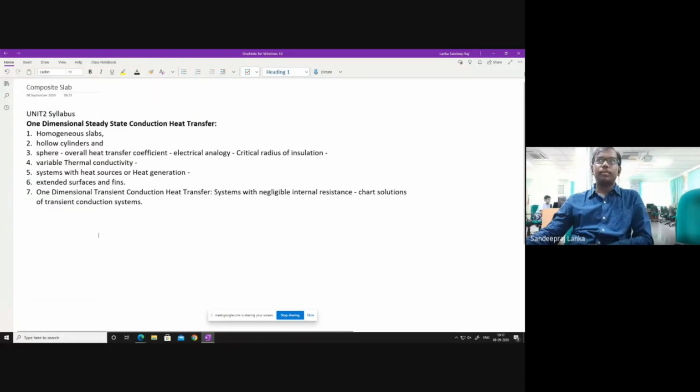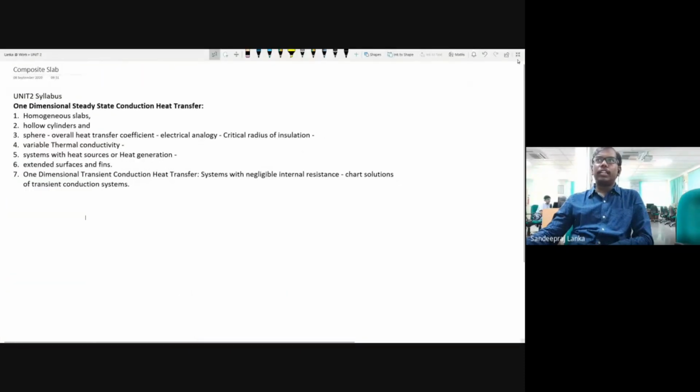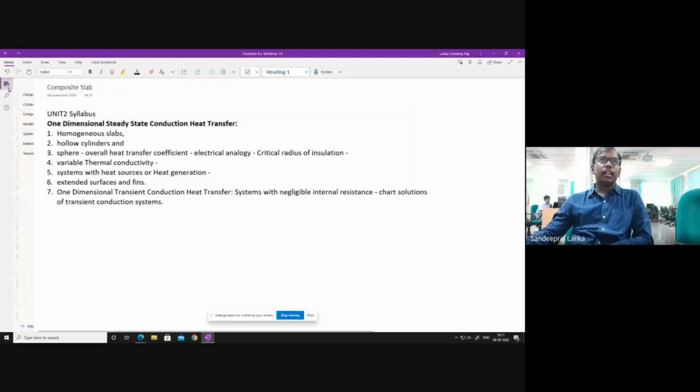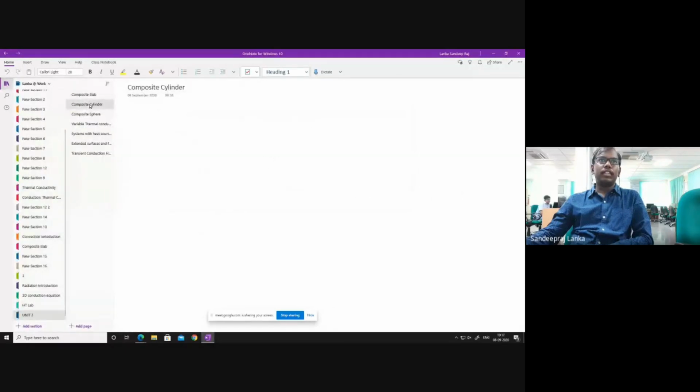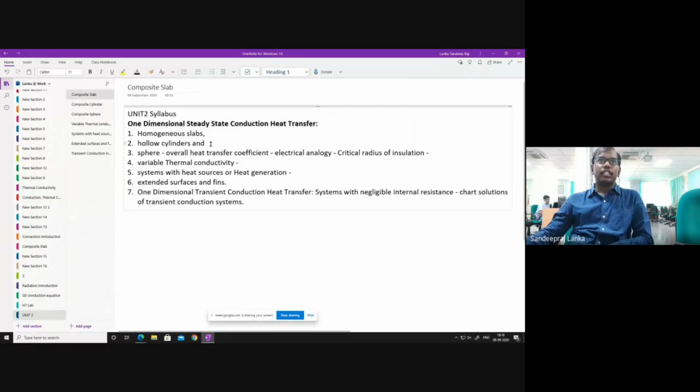So first one will be your composite slab, and after composite slab, I'll deal with composite cylinder. Although it is given as hollow cylinder, we'll look at it as a composite cylinder. Then sphere. The overall heat transfer coefficient, electrical energy analogy, and critical radius of insulation we will deal with accordingly whenever required in these 3. Next concept will be your variable thermal conductivity. Then systems with internal heat generation.